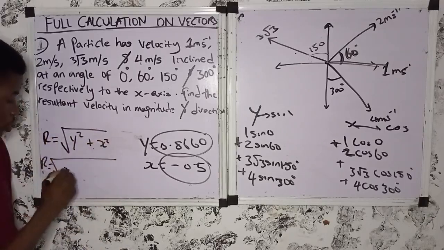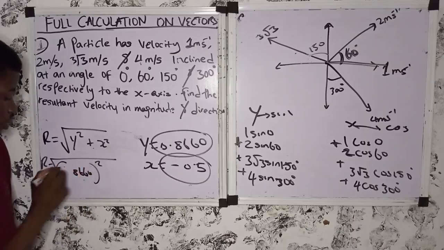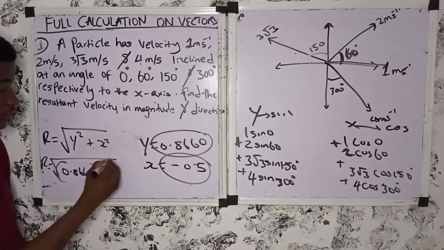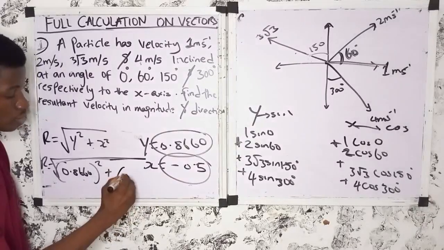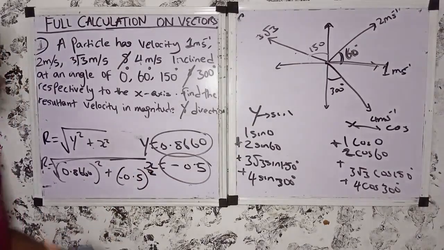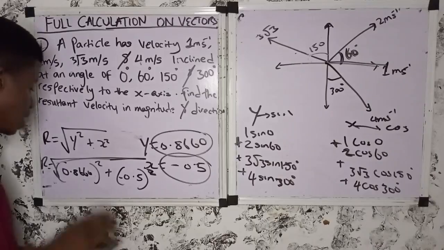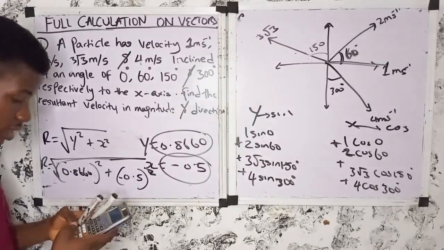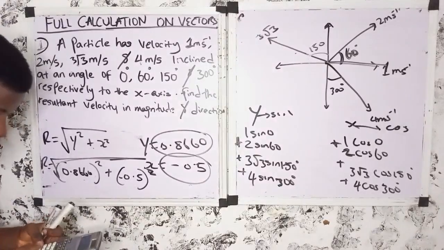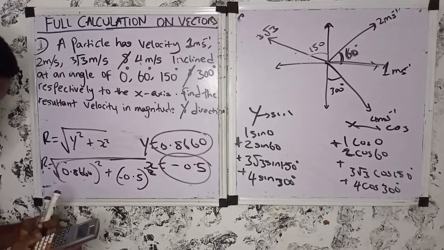Y is 0.8660, so 0.866 all square. Then plus x, which is minus 0.5, all square. Now the square of a negative number gives us a positive number. So let's add everything and we get our resultant. Bracket open minus 0.5 bracket close all square.